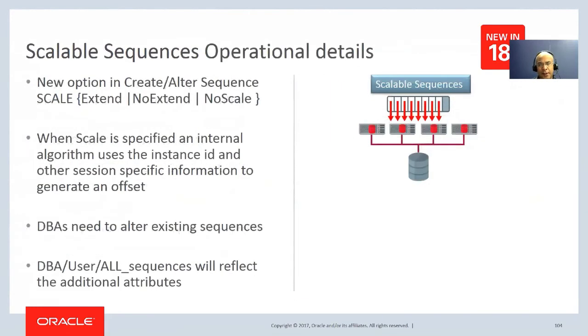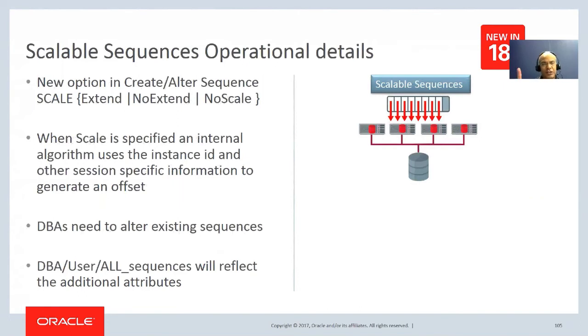So in 18c, and I know it's not available for a lot of you, but it's available for engineered systems, and I think it's going to be available on the cloud if it's not already there. There is this feature which essentially provides you a new option. If you create or alter a sequence, you have these options called extend, no scale. At a very simple level, when scale is specified, an internal algorithm will use the instance ID and generate an offset number, and that offset number is added to the sequence.